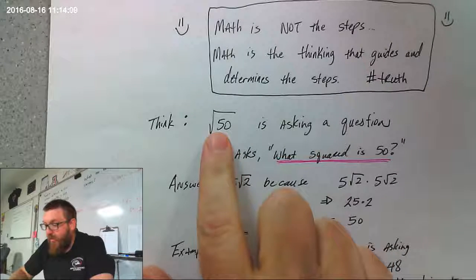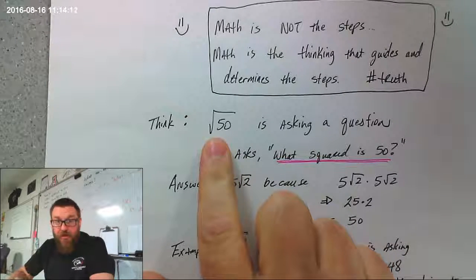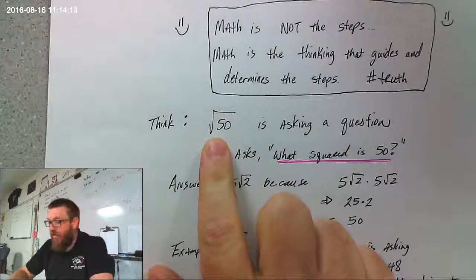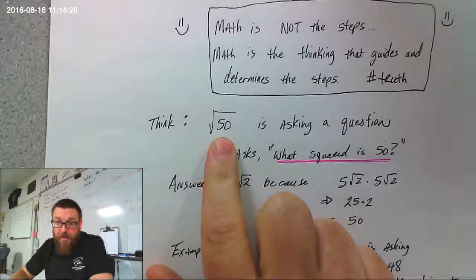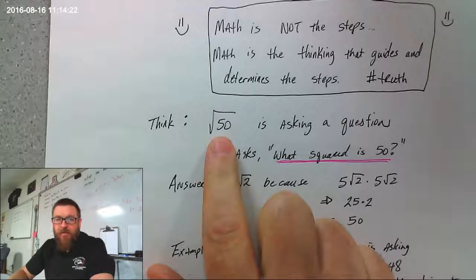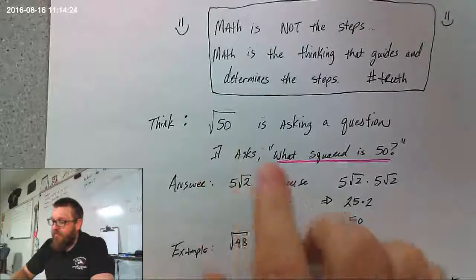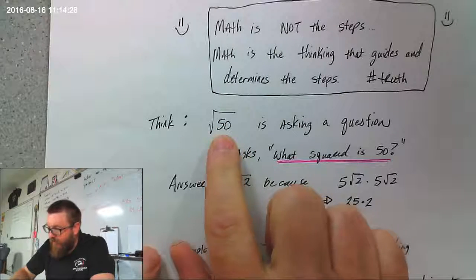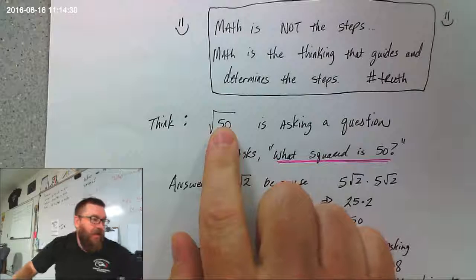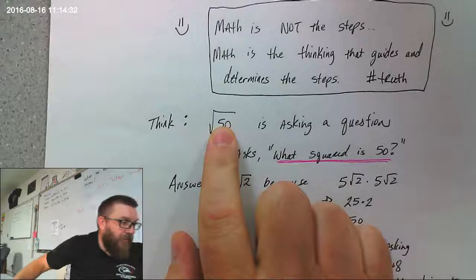So first of all, the square root of 50, that's how you say it, but what you need to think is this is asking a question. And what it's asking is, what number times itself, what number squared, is 50. That's what this is asking right here. So when you see a square root, you're asking what times itself is equal to the radicand. The radicand is the number that's inside the square root.